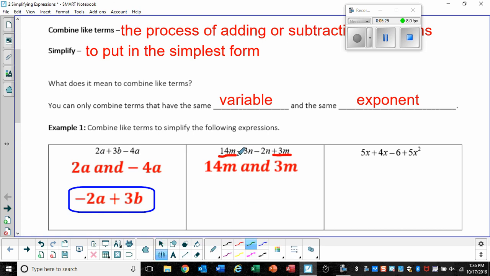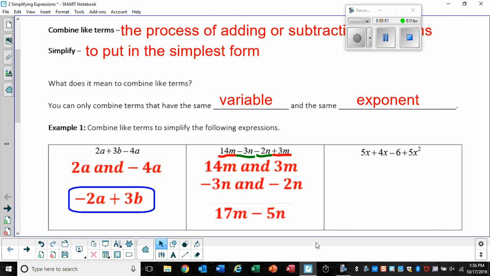Now, negative 3n and negative 2n are also like terms. Okay, so I would combine those. So negative 3 minus 2. And then just put an n on the end of it. So my combined version would be 14 plus 3 gives me 17m. And negative 3 minus 2 gives me negative 5n. And that's my combined. That's how I combine like terms. So that is my simplified answer. Okay?